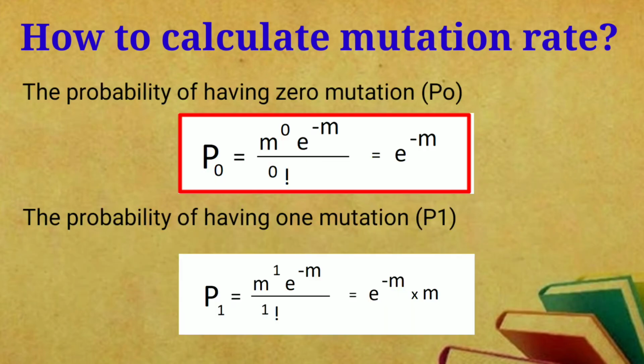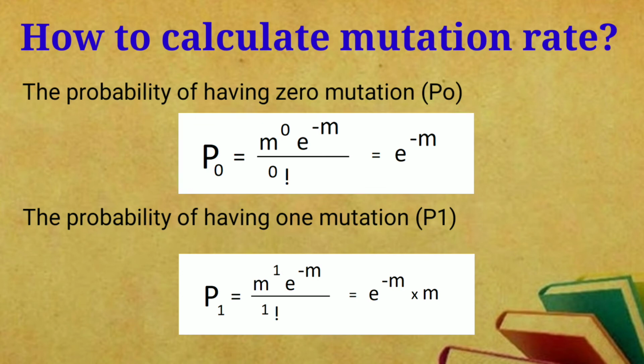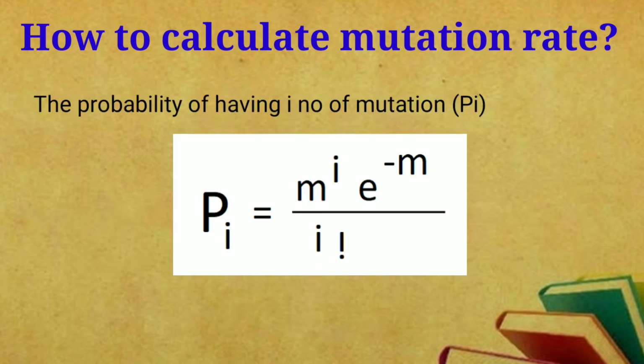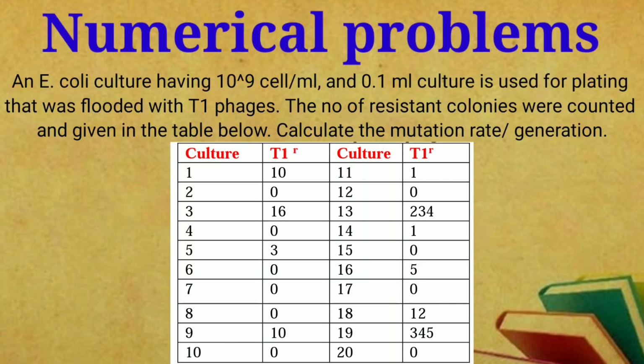The probability of having zero mutation can be calculated using this equation, or simply we can say that the probability of having i number of mutations can be calculated using this equation. Now it's time to solve some numerical problems from this topic. It will help you to understand the topic better.